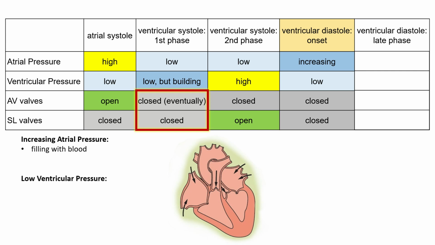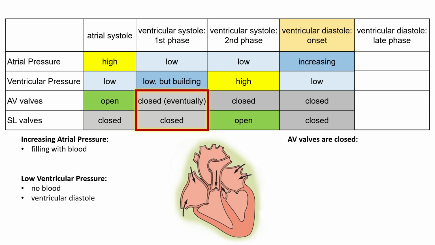We're going to have low ventricular pressure because the ventricles are empty. They ejected the blood that was in them in the previous phase. And the ventricles are also in their relaxation phase. They are in diastole. Now the AV valves are going to be closed.